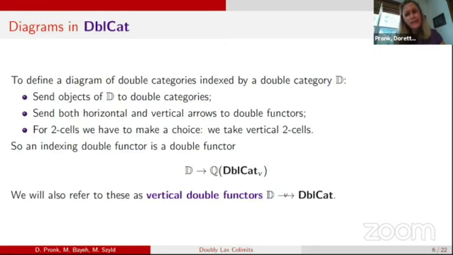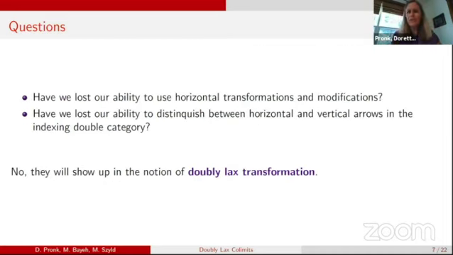And rather than writing that mouthful every time, we'll talk about vertical double functors from D to DoubleCat, and that's an abbreviation for what I just said. And we'll also sometimes call those vertical index functors.